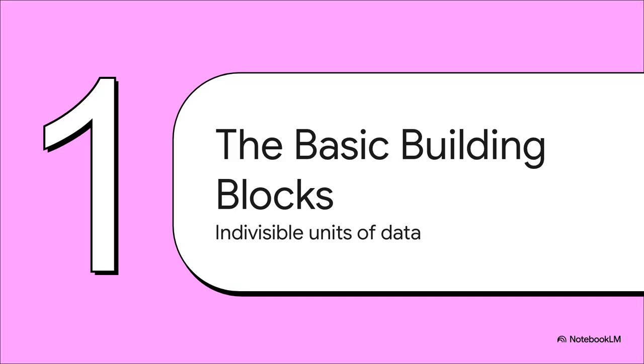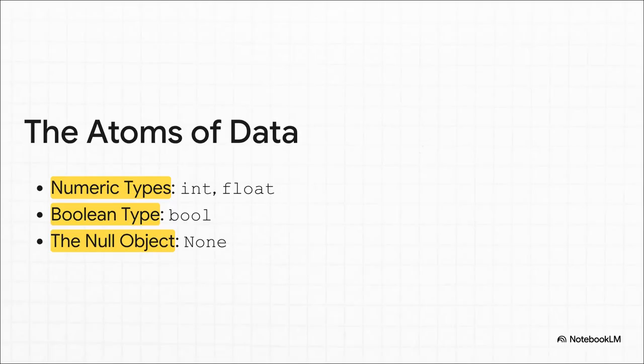Okay, so where do we begin? Let's start at the very beginning with the simplest containers of all. You can think of these as the atoms of our data world. These are the types that hold just one single indivisible piece of information. In this group, we're going to focus on three really essential ones. We've got our numeric types for numbers. Then we've got the Boolean type, which is all about logic. And finally, there's this unique object called None, which is basically a fancy way of saying nothing here yet.